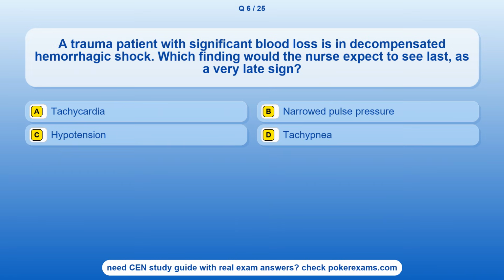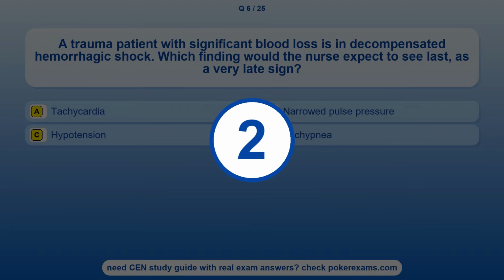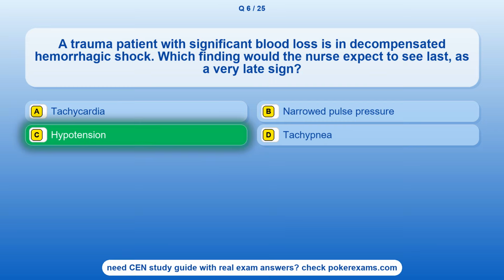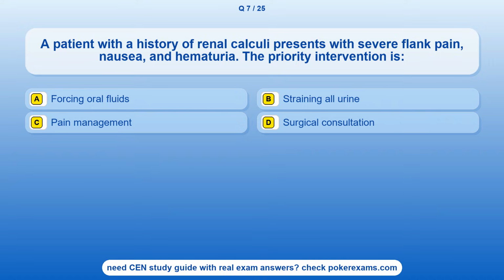Question 6. A trauma patient with significant blood loss is in decompensated hemorrhagic shock. Which finding would the nurse expect to see last, as a very late sign? Option A. Tachycardia. Option B. Narrowed pulse pressure. Option C. Hypotension. Option D. Tachypnea. The correct answer is option C. Hypotension.